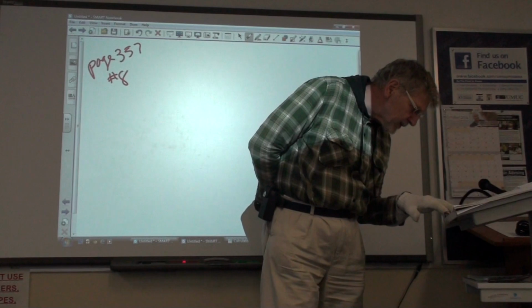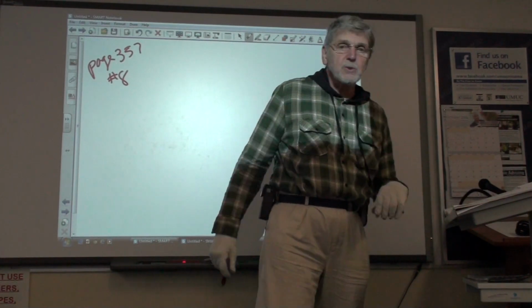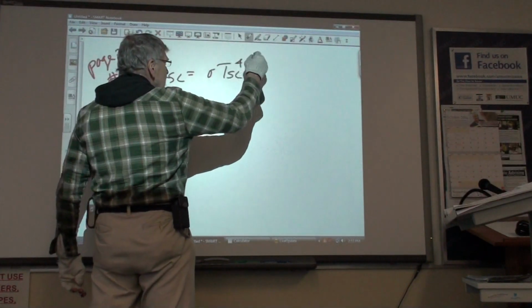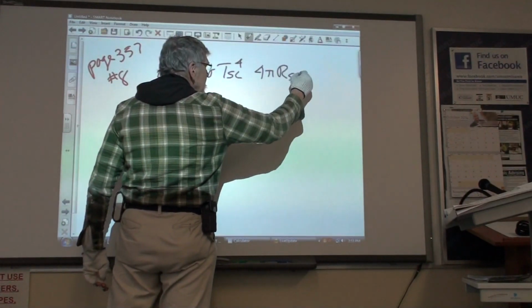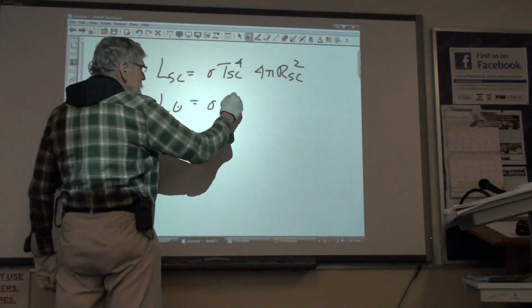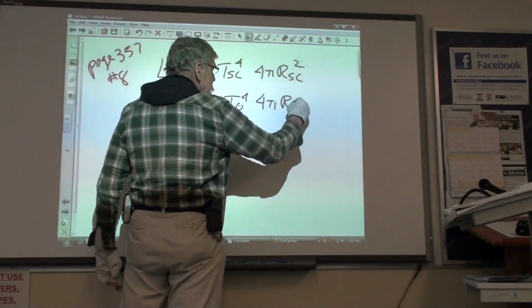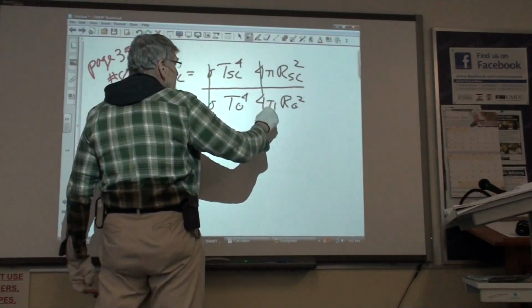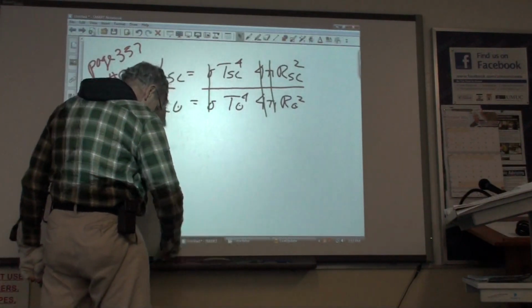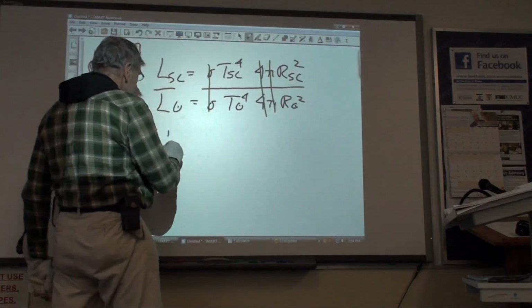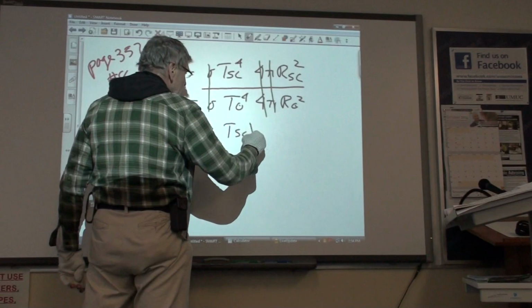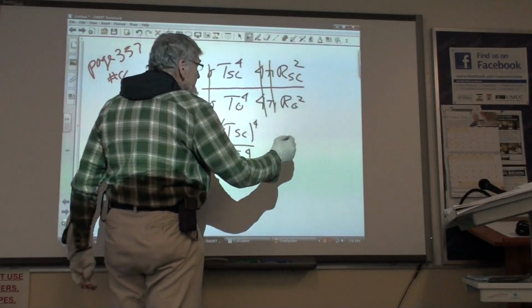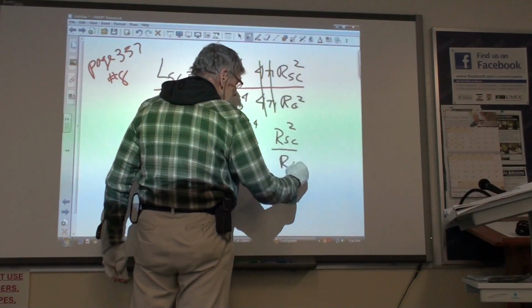A stellar companion has a temperature of 27,000 and a luminosity of about 10 to the minus 2 solar luminosities. So the luminosity of the stellar companion is sigma T stellar companion to the 4th and 4 pi radius of the stellar companion squared. Luminosity of the sun is sigma T sun to the 4th, 4 pi radius of the sun squared. And again, dividing one equation by the other is going to produce a cancellation of these terms, and it's going to result that the ratio of the luminosities, which is given as 10 to the minus 2, is equal to TSC to the 4th power over T sun to the 4th power times the radius of the companion squared over the radius of the sun squared.